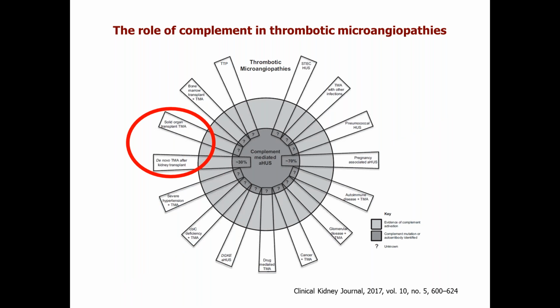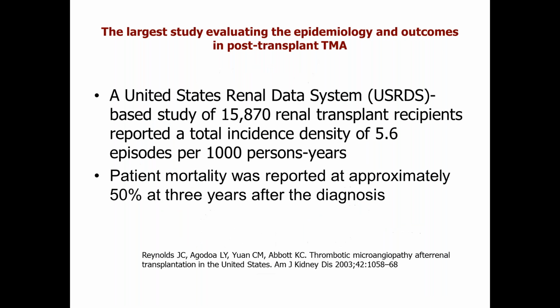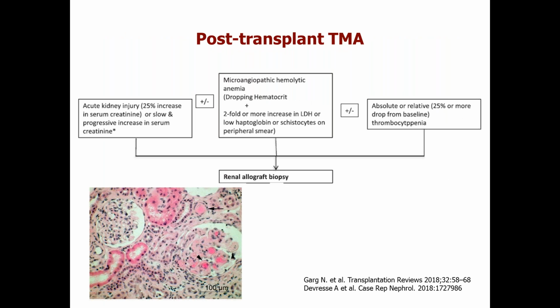So coming closer to my topic, you can see that there are thrombotic microangiopathies, either de novo or recurrent after kidney transplantation. The largest study evaluating post-transplant thrombotic microangiopathy is from the United States Renal Data System, which studied almost 16,000 renal transplant recipients and reported an incidence of thrombotic microangiopathies of 5.6 episodes per 1,000 person-years. And this disease goes with a very high recipient mortality.